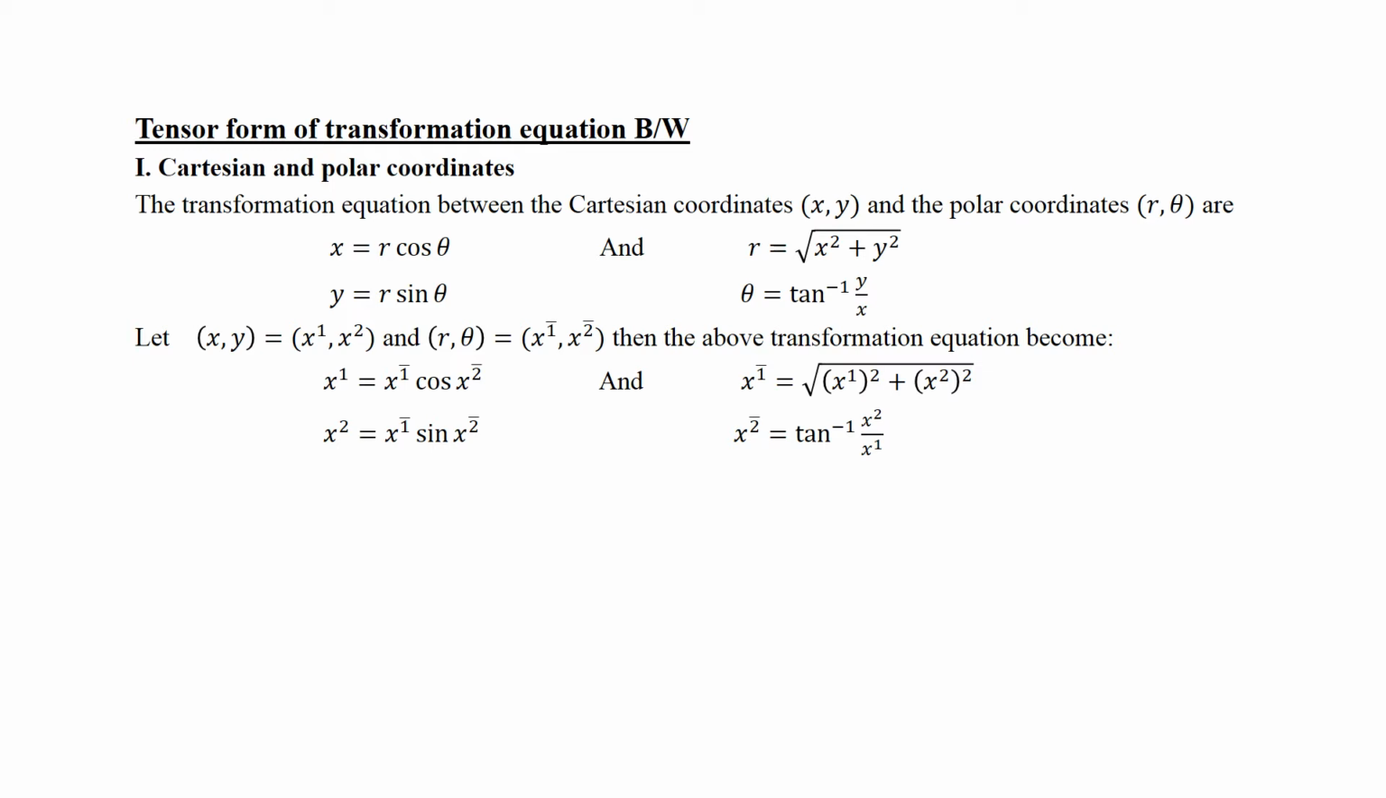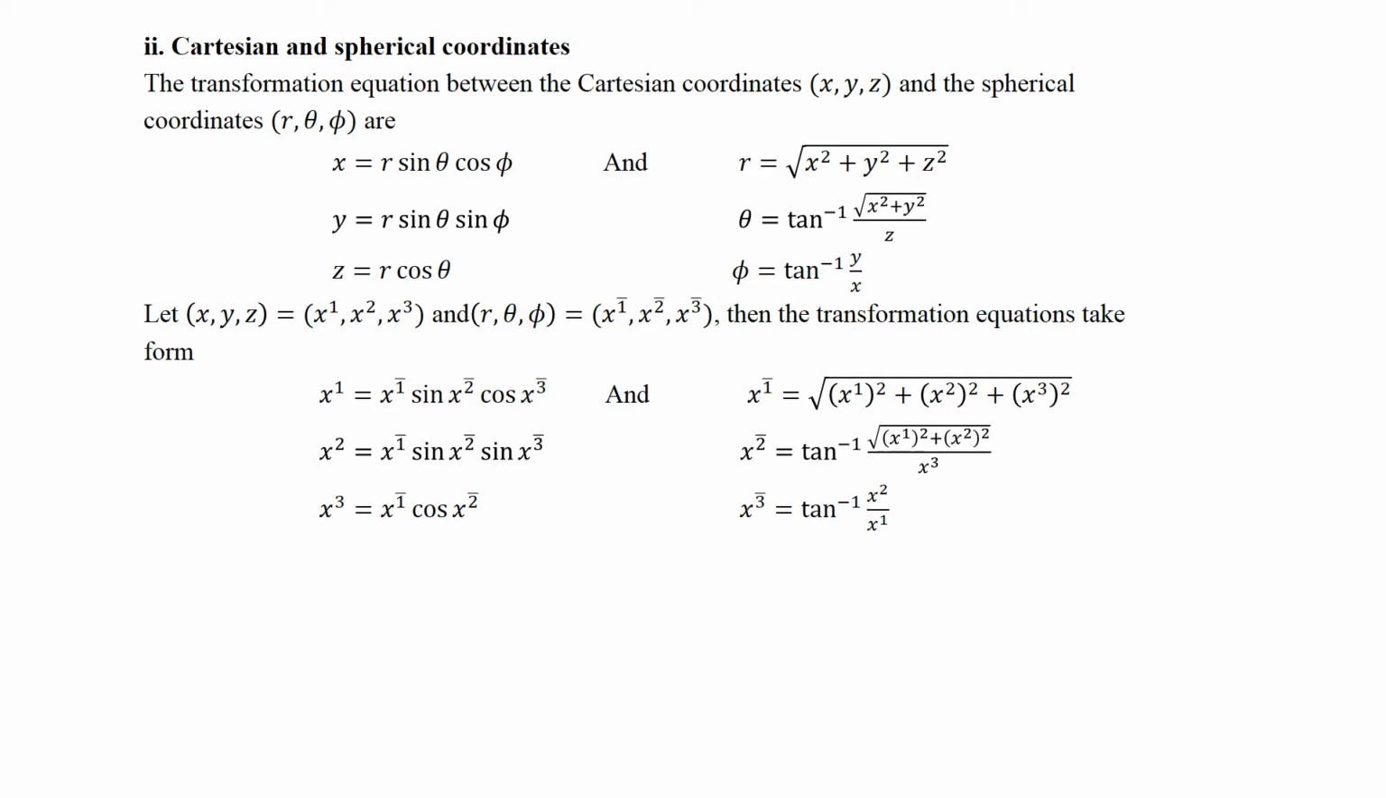Then the above transformation equations become, in the new notation: x1 is equal to x1 bar cos x2 bar, x2 is equal to x1 bar sin x2 bar. Similarly on the other side, r is replaced with x1 bar and theta is replaced with x2 bar, so x1 bar is equal to square root of x1 square plus x2 square, and x2 bar is equal to theta is equal to tangent inverse x2 over x1. In previous coordinates, x1 is equal to x and x2 is equal to y.